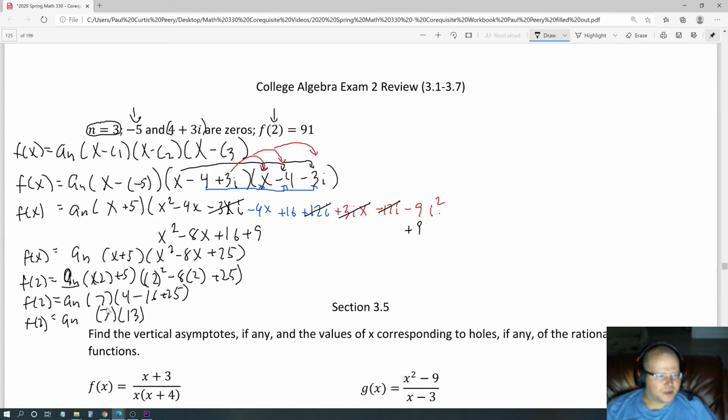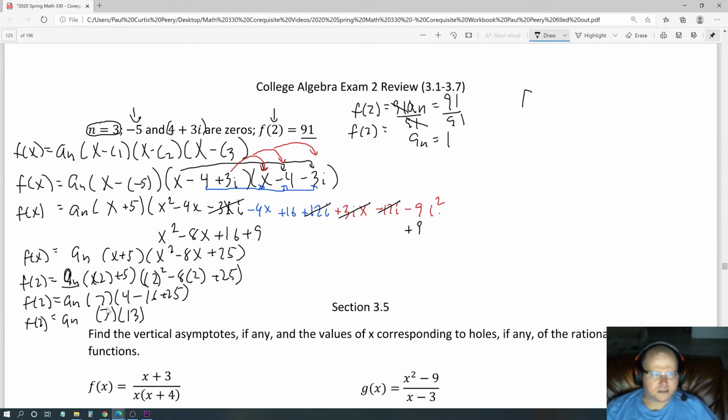So what we end up with over here is f of 2 is equal to 91 a_n, and we know that's equal to 91 right there. Now we divide both sides by 91 to solve for a_n, and that gives me a_n is equal to 1.